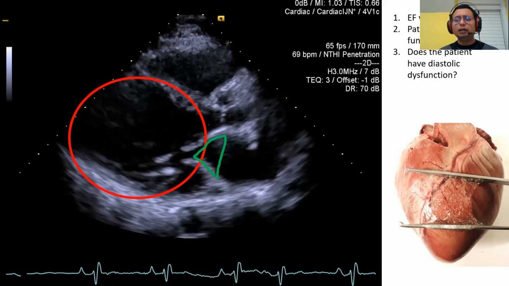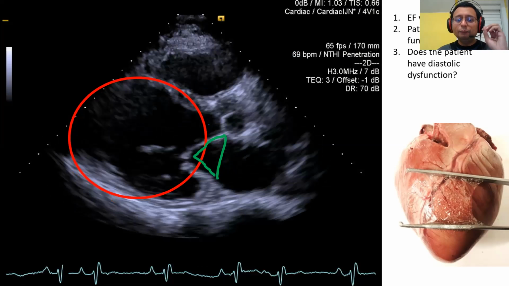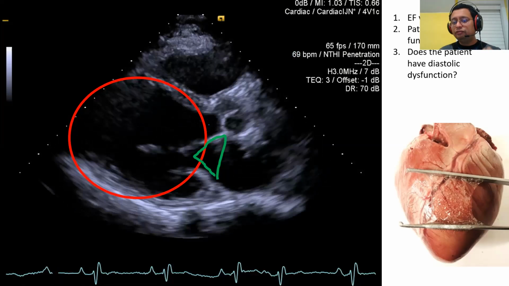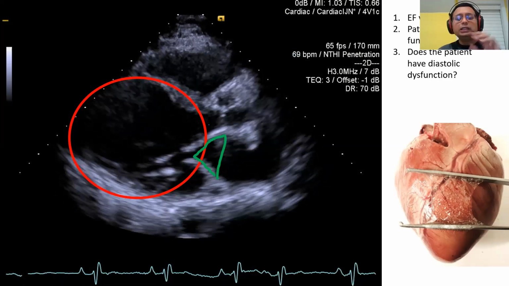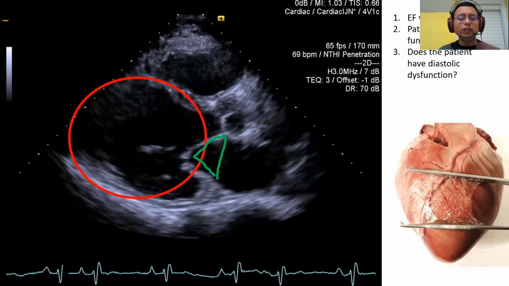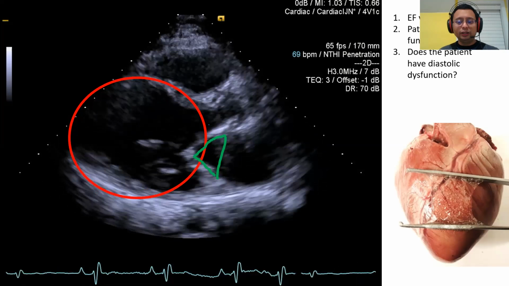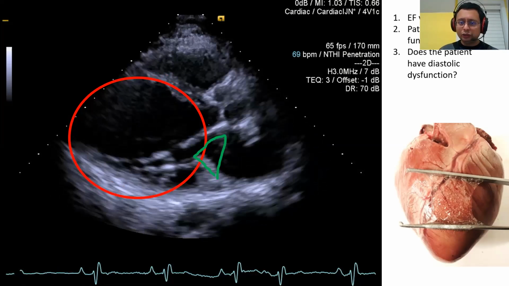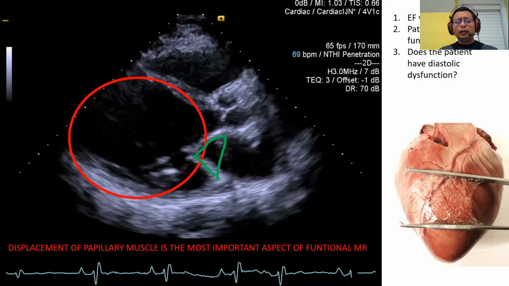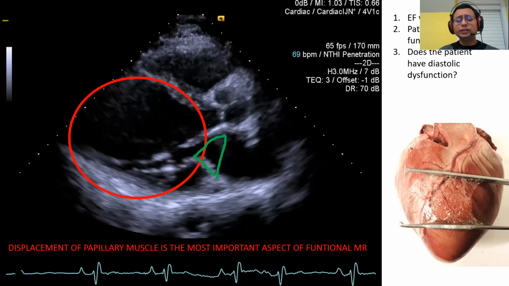Now, the reason I wanted to show you this is that in a patient with mild valvular disease, so a patient with mild MR, it's okay to use the normal diastology parameters. You don't need to worry about that. Only in severe MR do we come into trouble. For other valves, there are no issues. So displacement of the papillary muscle is the most important aspect of functional MR.